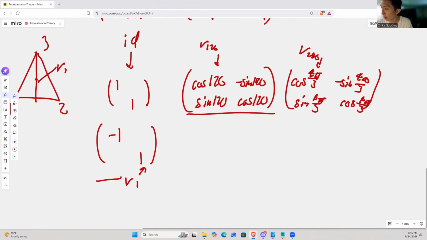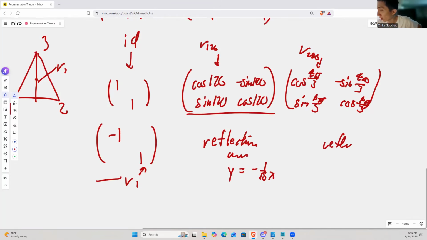Yeah, so this would be the reflection over y equals -x/√3. This would be the reflection over y equals x/√3. So you can check that this is also a group homomorphism. It is a homomorphism.